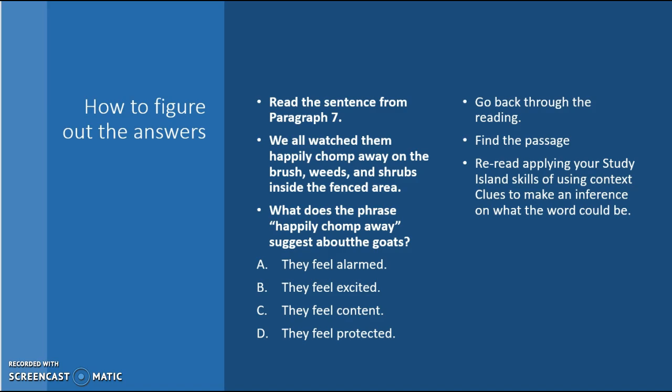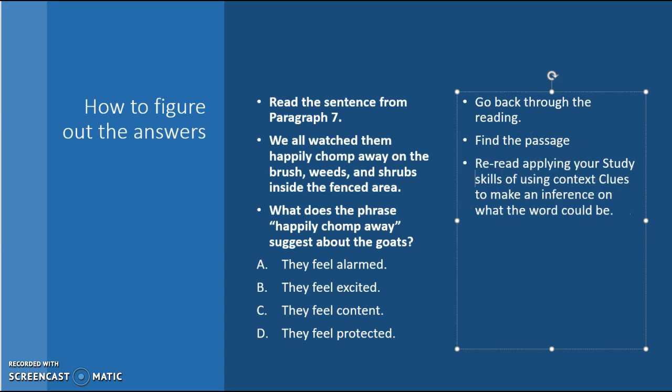Now, how to figure out answers. You'll get questions like this. Read this sentence from paragraph 7. We watched them happily chomp away on the brush, weeds, and shrubs in the fenced area. What does the phrase happily chomp away suggest about the goats? And you'll see stuff like this, and if you don't know the answer right away, you can do some things like go back through the passage and reread it, apply the study skills that we have talked about with the 7 reading strategies using context clues.